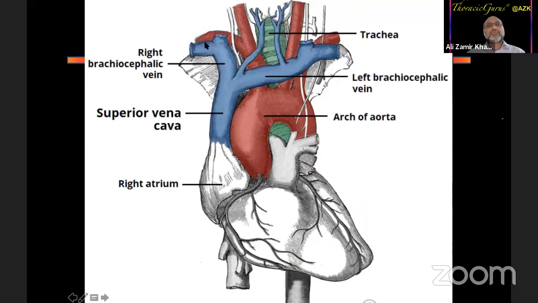So let's look at the picture. The picture is very, very simple, very easy to understand. The IJV, right and left, and the subclavian vein joining to form the brachiocephalic vein, and on the right side, the left brachiocephalic coming down. These are the internal thyroid veins which drain into the left brachiocephalic, and together they join. The azygos, as we know, joins here on the lateral side of the SVC. So the azygos is really one of the main things that drains into the SVC.